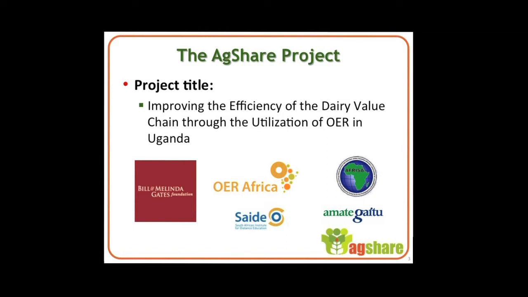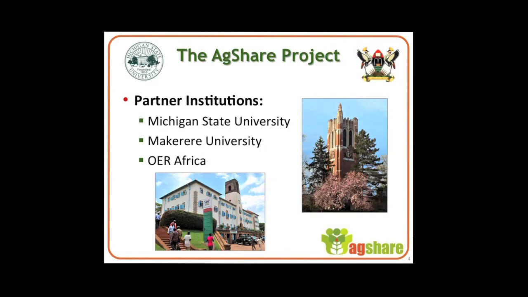And this looked at how do we improve the dairy value chain for the industry, part of Uganda, in the western part of Uganda. And in so doing, our main focus was really to look at what can the students do? How can the students serve as the main agent of change? And the institutions there, again, MSU and OER Africa, which played a very, very major role.